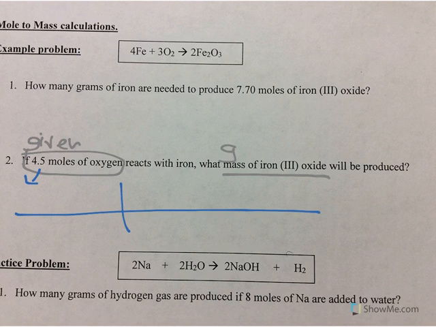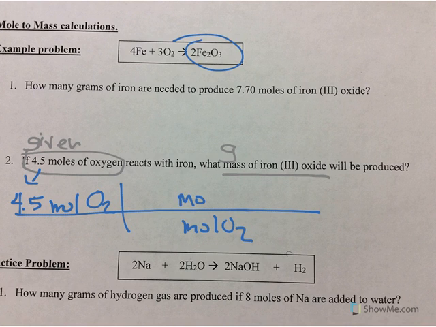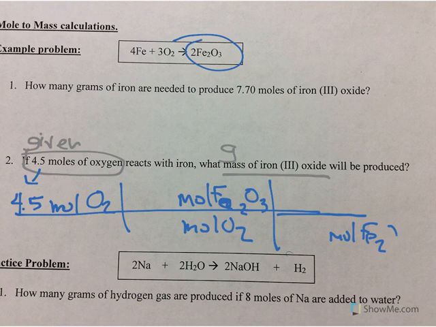Given goes top left with units, so we're going to put our 4.5 moles of O2 here. Top left matches bottom right in the units, so I'm going to put moles of O2 here. I'm trying to get to iron 3 oxide, which is Fe2O3 in our balanced equation up here. So I'm going to go to moles of Fe2O3. That's not what I want, though. I want grams. So I'm going to take and pull that back down, moles of Fe2O3 to grams of Fe2O3.